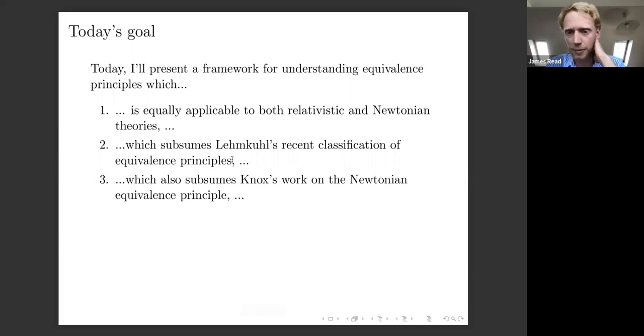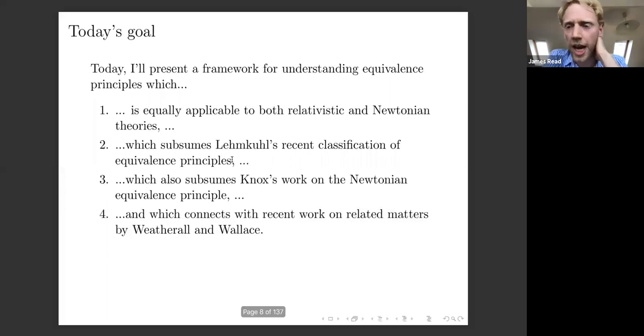I would also like to subsume Eleanor Knox's very nice recent work on equivalence principles. Knox, to my knowledge, is the first person to talk about strong equivalence principles in the Newtonian context. And I want to take on board the lessons which she draws in her 2014 BJPS paper. And finally, I'm not going to say too much about this, but I think that there are some interesting connections with recent work by Weatherall and by Wallace.